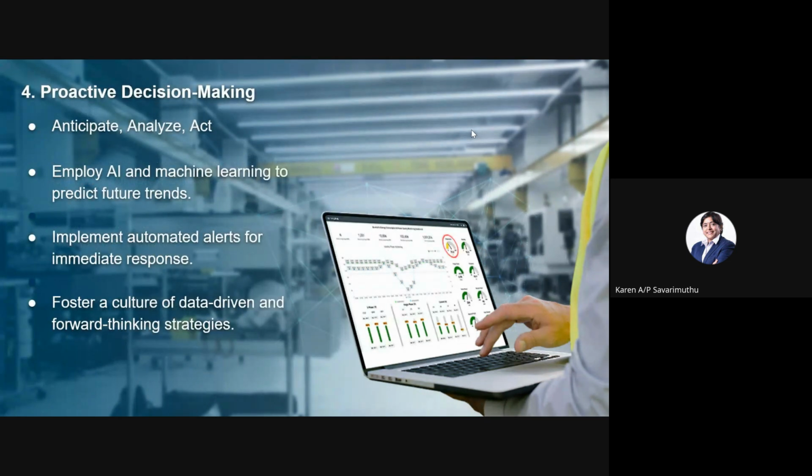Now that we already have your data and we visualize it, we want to make a lot of proactive decisions. When you want to make a decision, you need to anticipate. You identify your data, thereafter you analyze your data, and that's how you act. Very simple, right? You anticipate, you analyze, and you act. And then you can know how to employ AI or even machine learning to predict your future trends.